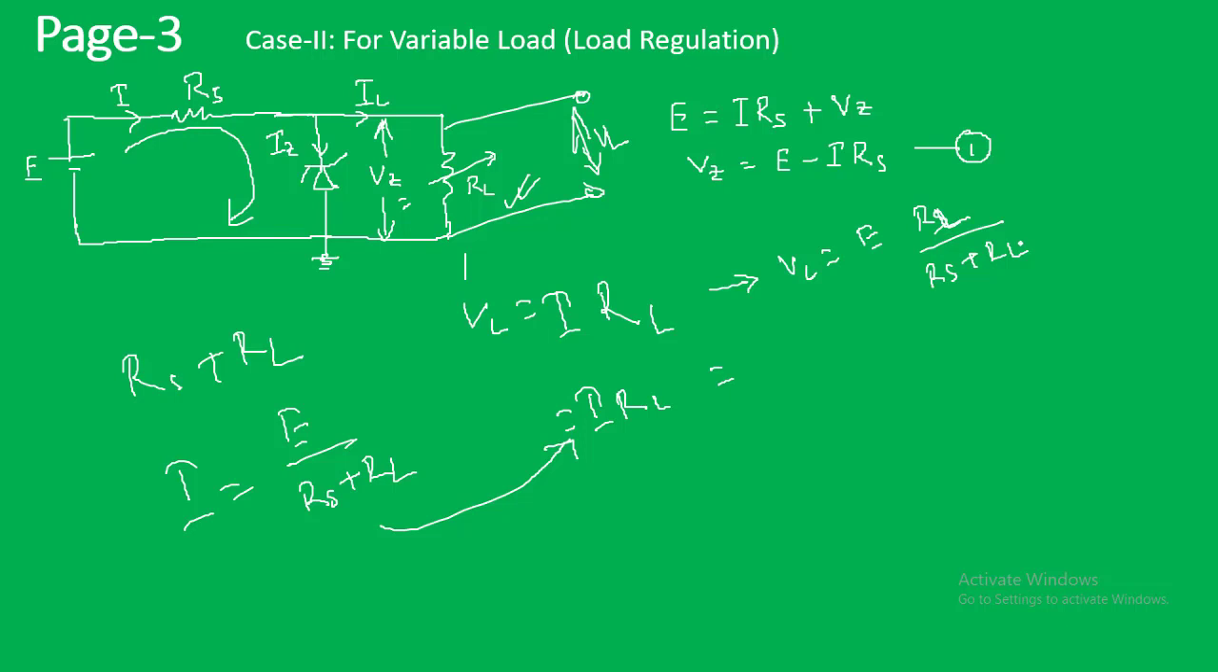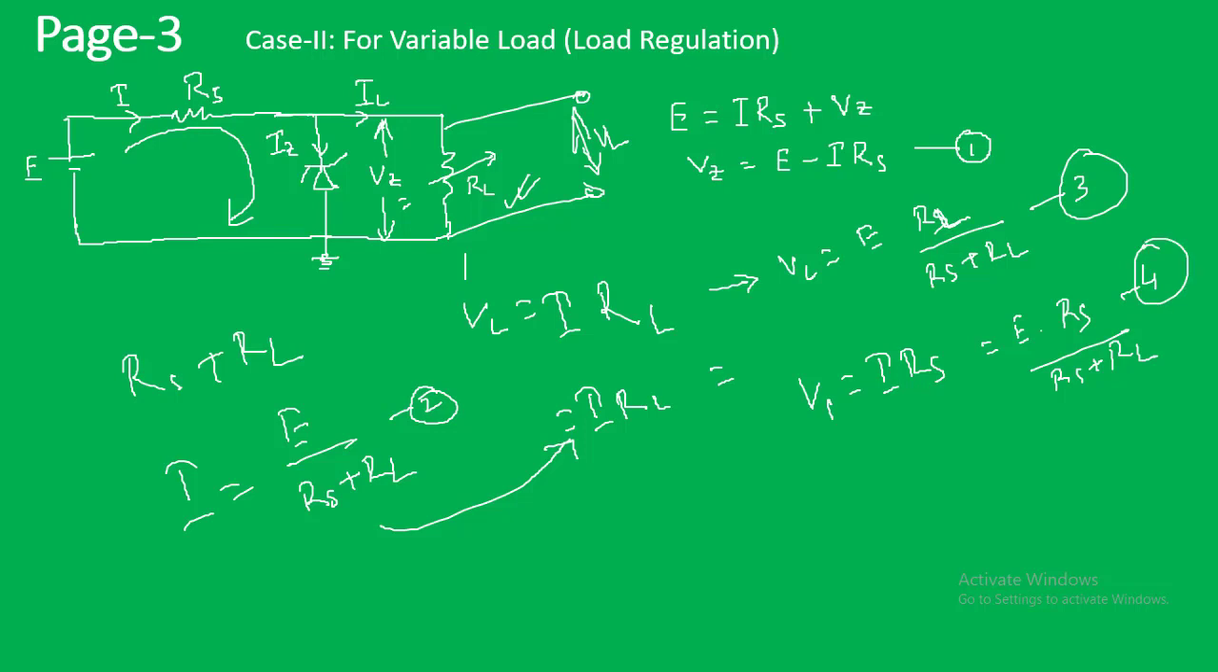So now the voltage drop across the resistance Rs, let us call it V1, is equal to I into Rs. So that is E into Rs divided by Rs plus RL. So in this way we can write, we can call this one equation 2, VL equation 3, and this one equation 4. We can also write that E equal to I into Rs plus VL.